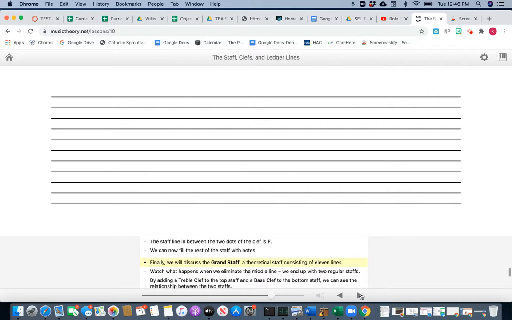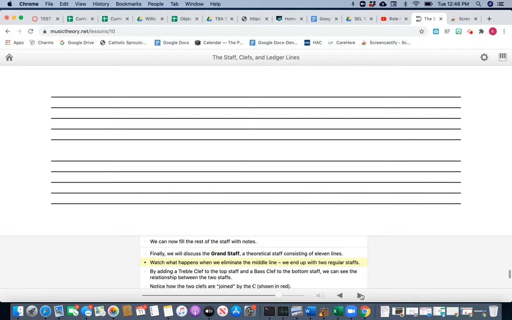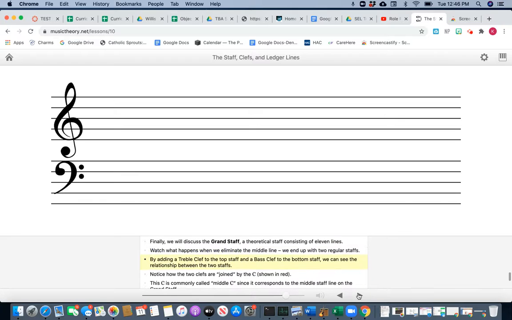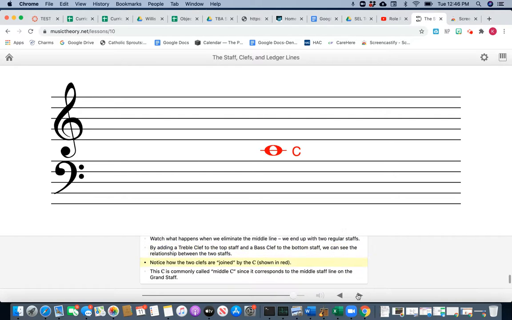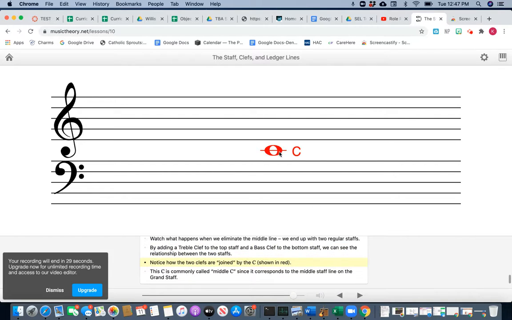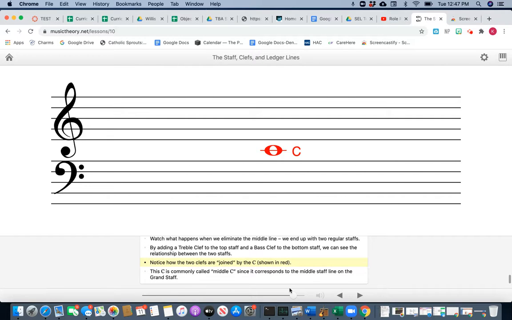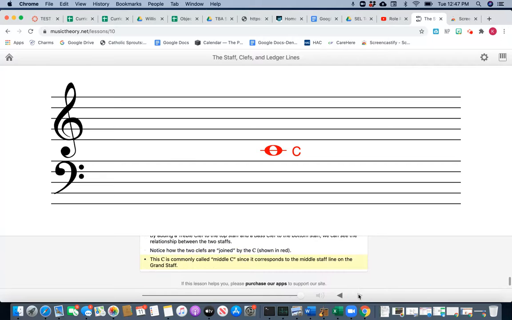All right, next we have this thing called the grand staff. It's really confusing to look at all those lines, so they actually separate them. See how there's a space here in the middle? And we have our 2 staves like this. So we have our treble clef on top because it's higher, and our bass clef on the bottom because it's lower. So we've got this C in the middle that connects. If you have played piano before, you've probably heard this called middle C, and that's what connects both staves.